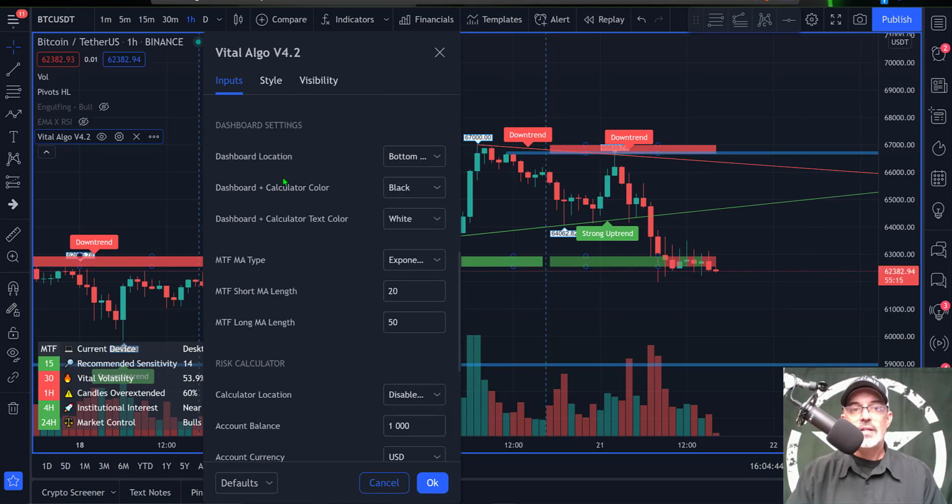Now, dashboard settings and location, that's going to be this little dashboard you see over here. I'm not going to do a deep dive into that today because, again, I don't want this video to be 2 or 3 hours long. And risk calculator, a very cool tool if you're trading with leverage, comes in very handy to help you understand liquidation levels and what have you. So again, in a future video, we'll do a deep dive into that.